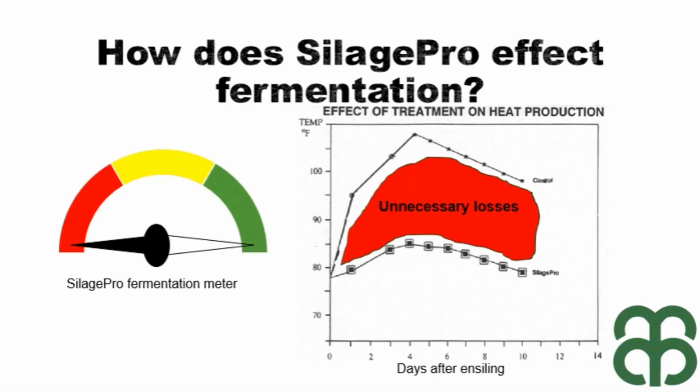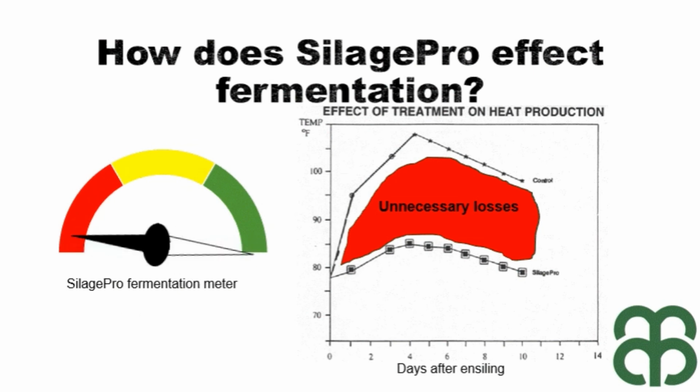How does Silage Pro affect fermentation? The key to good silage is management. If a harvest is properly managed, the loss of nutrition can be kept to 10%, well below the normal level of 12 to 20%. When silage heats, energy is lost and proteins are made unavailable for digestion.